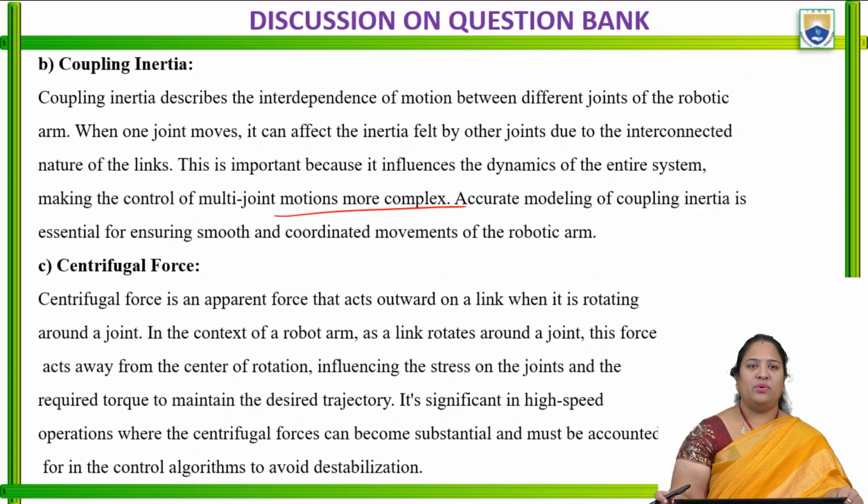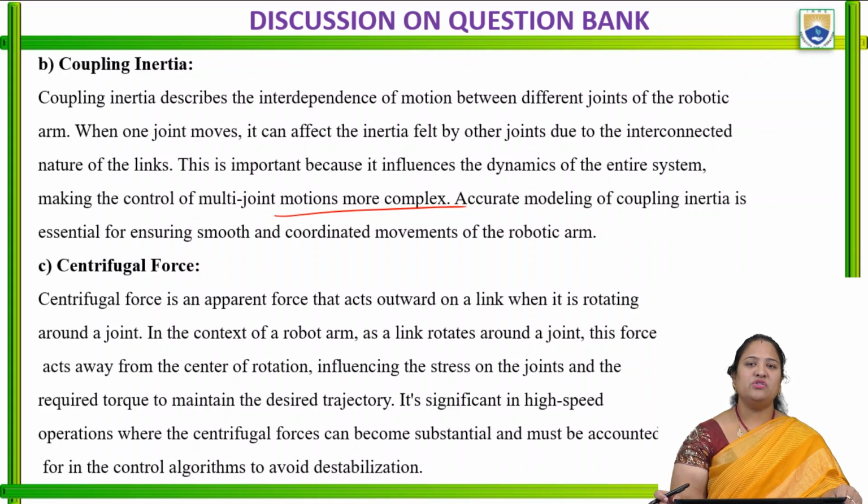Moving on to the next one, that is centrifugal force. What do we mean by centrifugal force? It is caused by the appearance of a force on the outward side of a link when it is rotating around a joint. When any link is rotating around the joint, it experiences some amount of force. That force is determined by the centrifugal force.